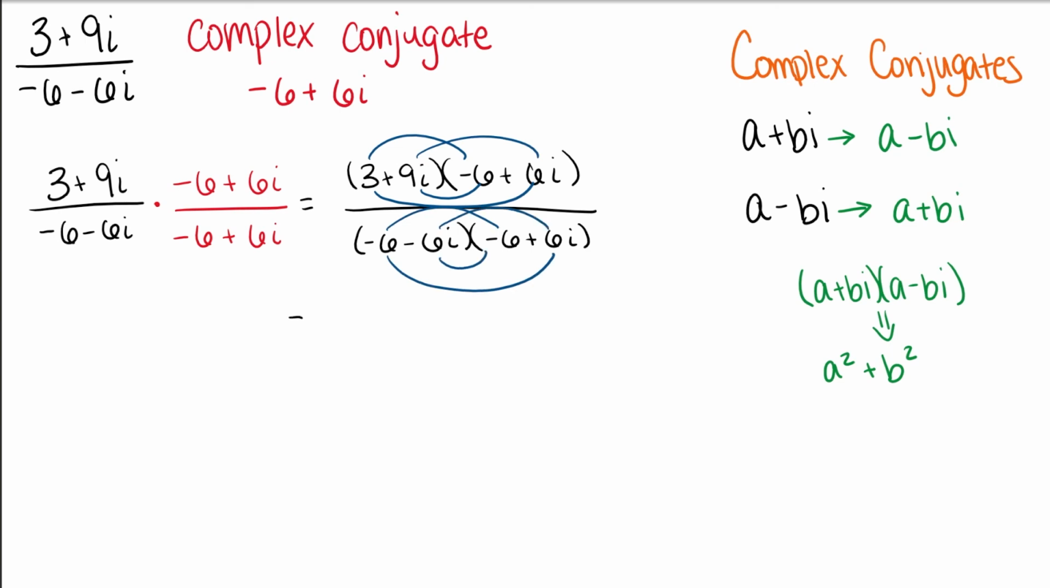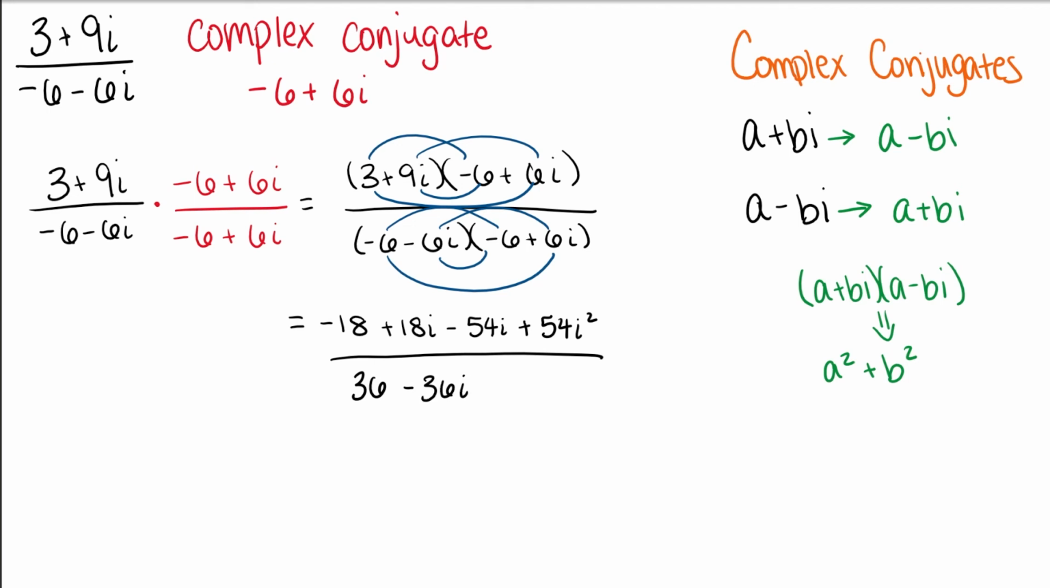So we get 3 times negative 6 is negative 18. 3 times 6i is 18i. 9i times negative 6 is negative 54i. 9i times 6i is positive 54i squared. All over, negative 6 times negative 6 is positive 36. Negative 6 times 6i is negative 36i. Negative 6i times negative 6 is positive 36i. And negative 6i times 6i is negative 36i squared.